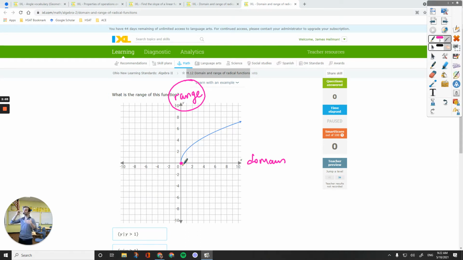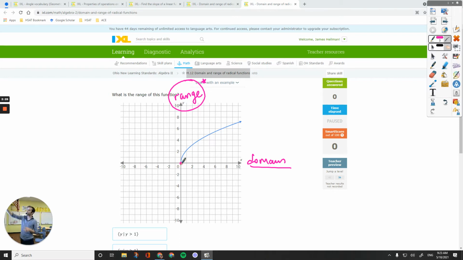Since I'm just talking about the range, I don't need to know anything about the horizontal movement, which is the domain. I don't need to know how far this one goes to the right or left. That's not my problem for this question. My problem is if it goes down forever or up forever. Looking at here, it doesn't go down forever. It just stops at 0.